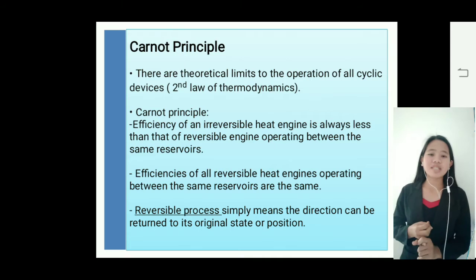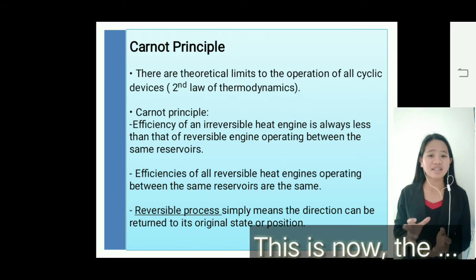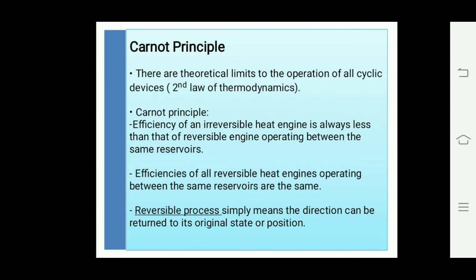The Carnot principle says there is a theoretical limit for all cyclic devices. That is the second law of thermodynamics. This means that there is a maximum efficiency level for all operation in cyclic devices, like the maximum efficiency of a heat engine. And this maximum efficiency is the product of a reversible engine or a reversible process. We'll discuss that one in the next video or during this video.